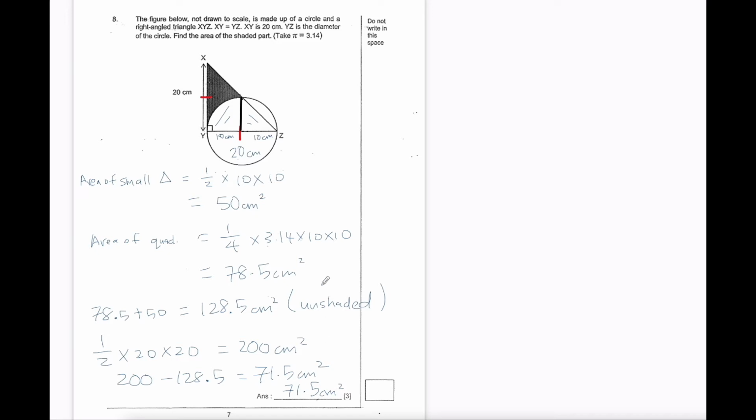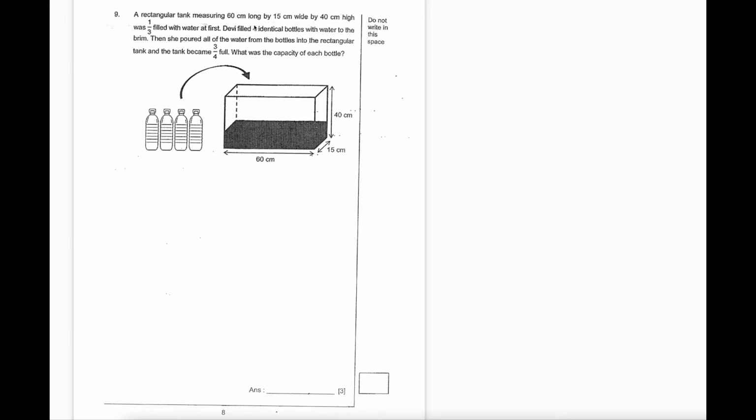Okay, let's move on to question 9. A rectangular tank measuring 60 cm long, 15 cm wide, and 40 cm high was 1/3 filled with water at first. Okay, so at the beginning, there was 1/3 amount of water. And then Devi filled 4 identical bottles with water to the brim, and then she poured all this into the tank. And it became 3/4 full. Okay, so the general outline of this question is to find out how much water there is when it's 3/4 full, and how much water there is when it's 1/3 full, and then we can find the difference. That difference will belong to these 4 bottles because that's where the water came from.